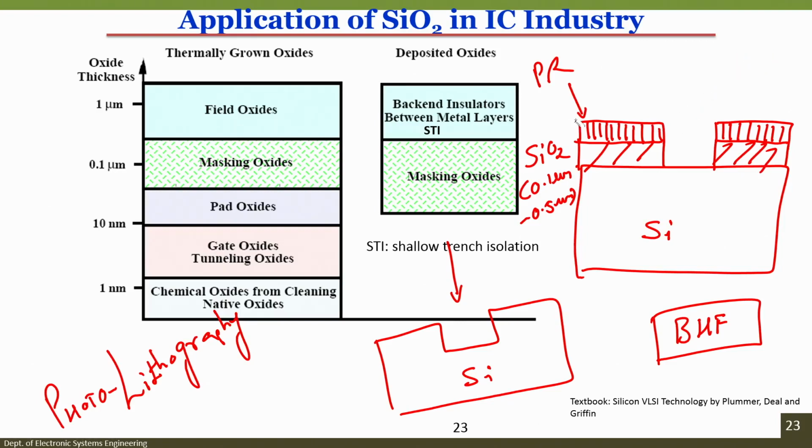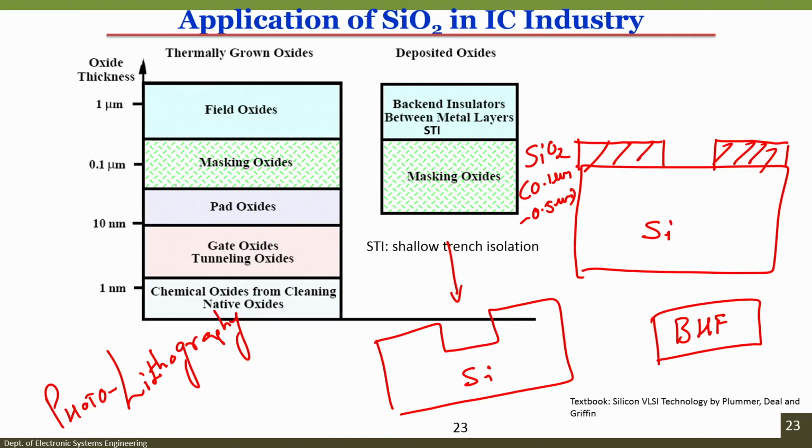Now, I will strip off the photoresist. I will strip the photoresist by dipping this wafer in acetone. Acetone is used for removing or stripping of photoresist. So, if I dip the wafer in acetone, what will happen? Photoresist will get stripped off, okay.